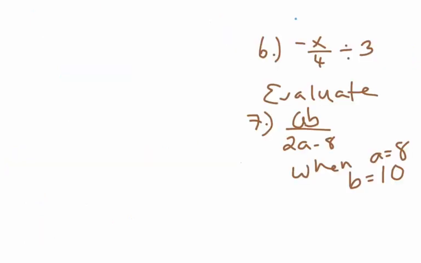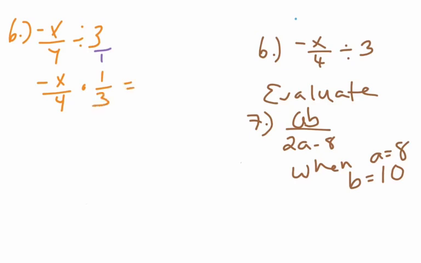Last one of those types is this one here. We have negative x over 4 divided by 3. So we're going to do negative x over 4 times the reciprocal of 3, which is 1/3, and then multiply straight across. Negative x times 1. Well, anything times 1 is the anything. So that's going to give us negative x, and then 4 times 3 is 12.